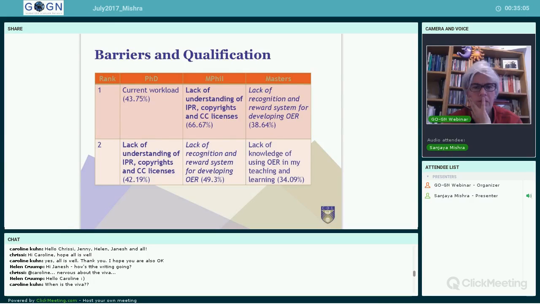We looked at qualification-wise, whether people who have PhDs or research experience differ from masters, and we found some key similarities and differences. People with research experience, like MPhil and PhD, talk about lack of understanding of copyright and licensing issues. But people with a master's degree are looking at recognition and lack of knowledge of using OER in teaching and learning.